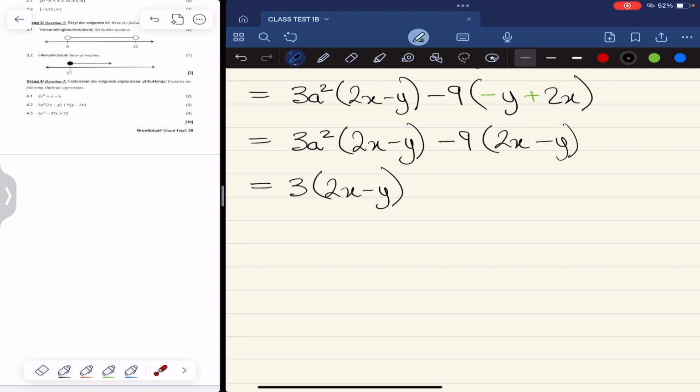So what remains is, after I've taken out 3 and a bracket of 2x minus y from the first term, what's left would be the a squared minus, and if I divide 3 into 9, I am left with 3, and of course the 2x minus y divides into itself to give me 1. So that is my final factorization.